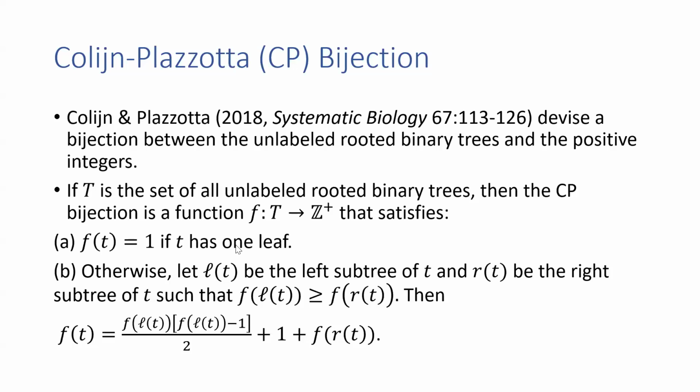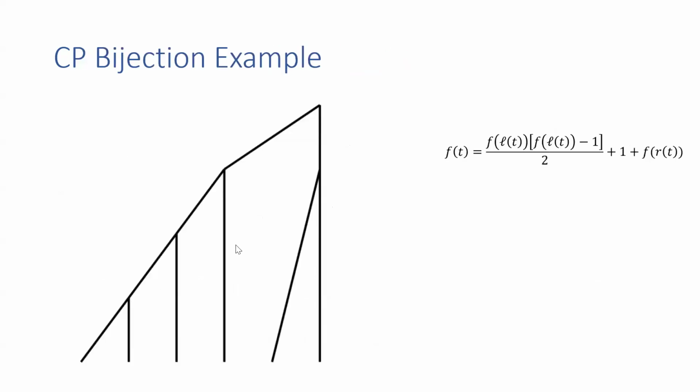This seems contrived, but as I'll explain later, it's motivated to make this entire thing a bijection. Let's work through an example quickly. The way you would calculate the CP rank of this tree is you use the recursive definition and work down to the bottom. You start at the root and ask, what's the CP rank of the left subtree? You go to the left subtree, and ask again. You keep going until you end up with the tree with one leaf, which has CP rank 1.